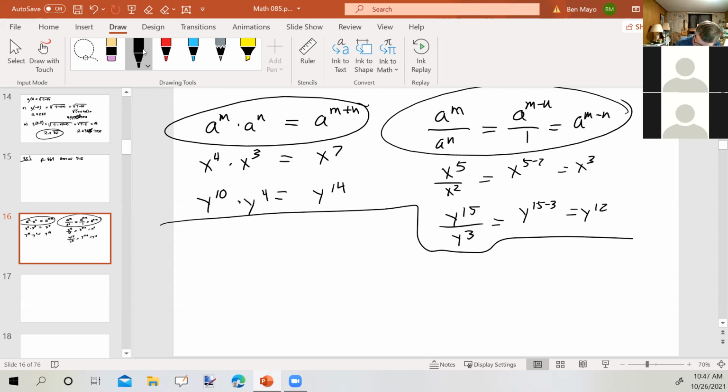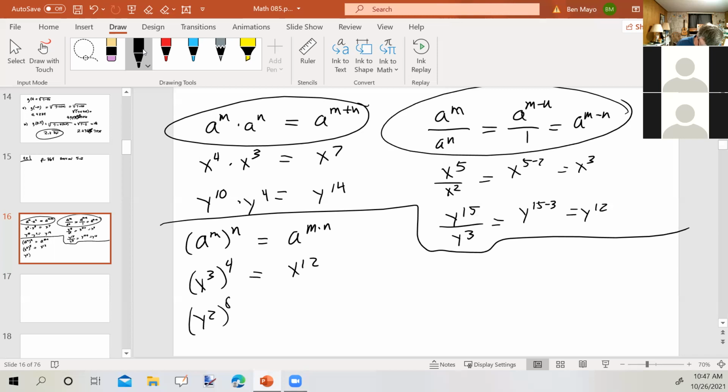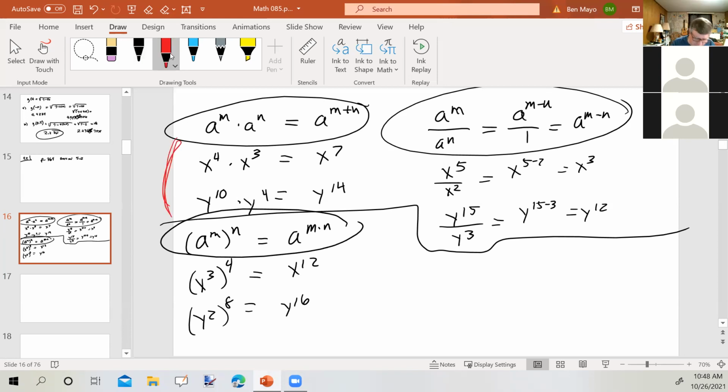Okay. Another rule, if we have a power raised to a power, you multiply the exponents. So let's say x cubed to the 4th power would be x to the 12th power. Y squared to the 8th power would be y to the 16th power. So again, a power raised to a power, you multiply the exponents. Careful you don't get these two mixed up.